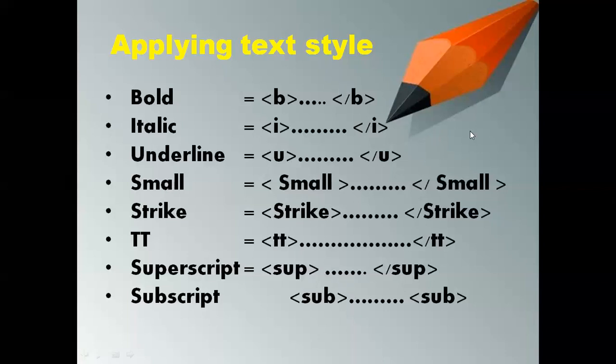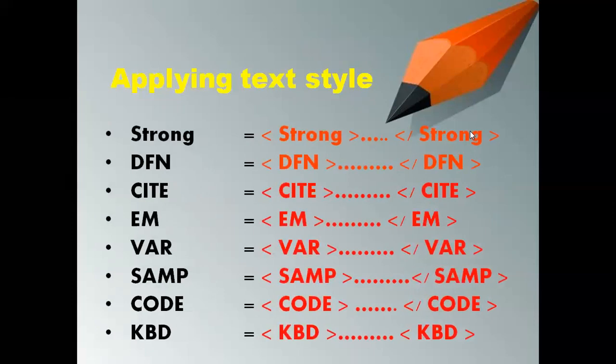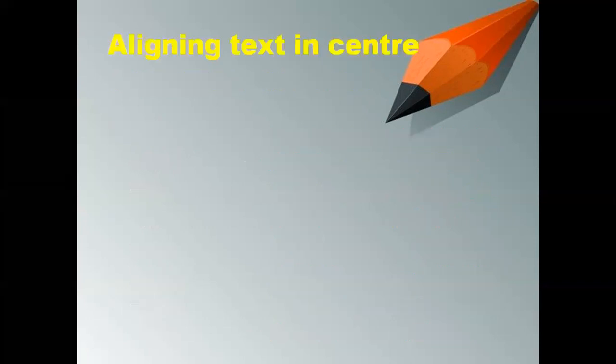And in HTML5 there are again some more tags you can use for applying styles to the text: strong, DFN, cite, em, var, samp, then code and kbd. So these many tags you can utilize to apply text styles. Just keep the names of these tags in your mind for now, and practically you will understand the uses of all these style tags.